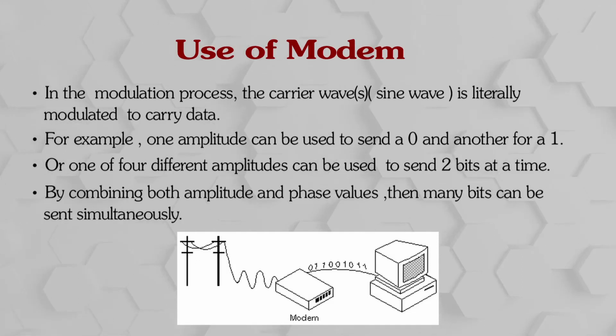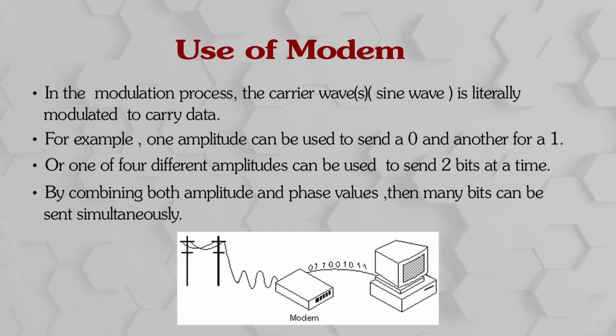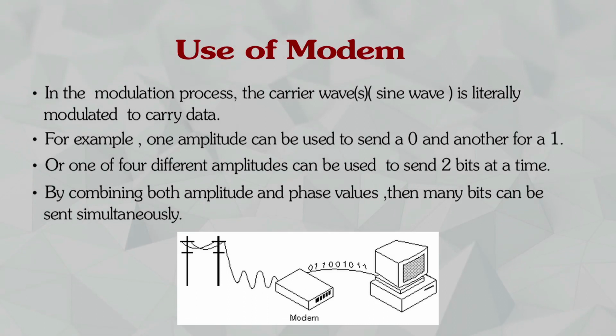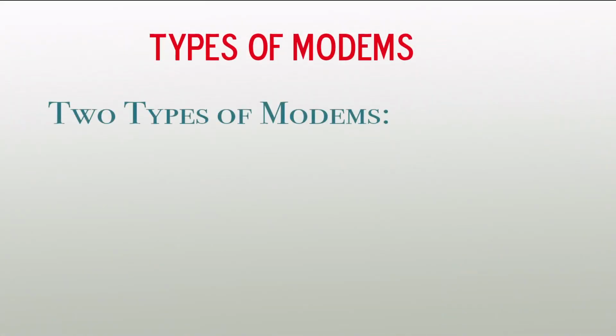By combining both amplitude and phase values, many bits can be sent. So basically, the purpose of modulation is, one, to send data over long distances, and two, that it can be used to send multiple bits at a time, and then they have to manipulate the amplitude, phase, and frequency of the signal accordingly.